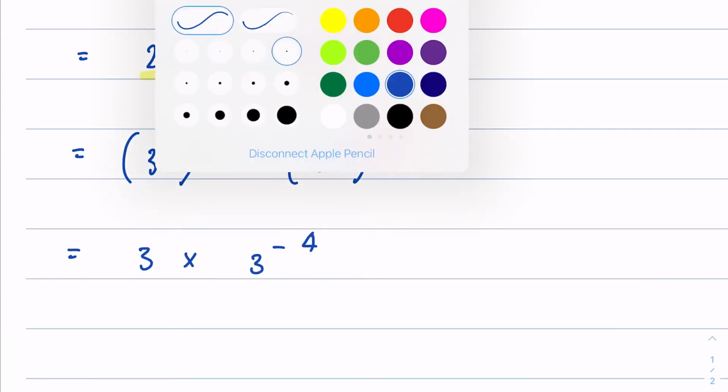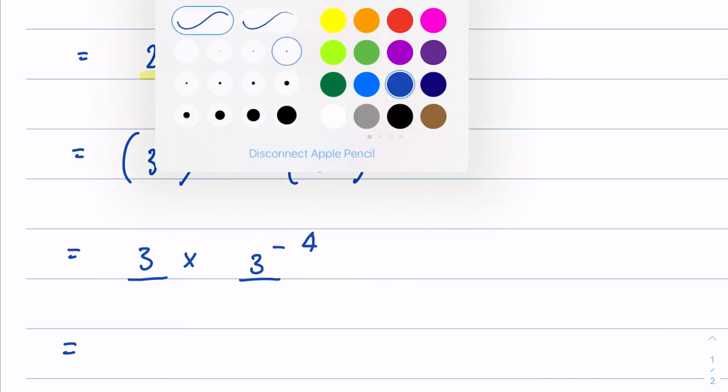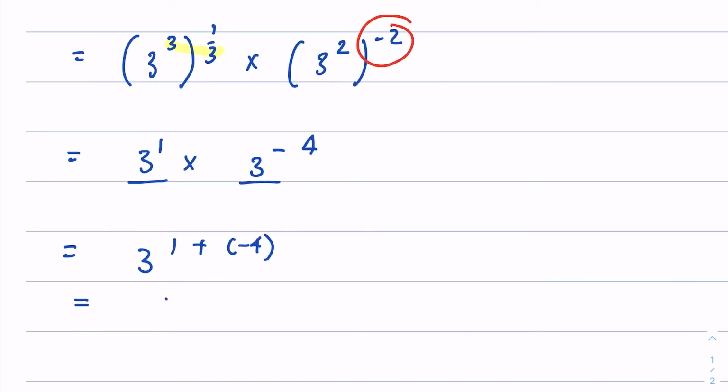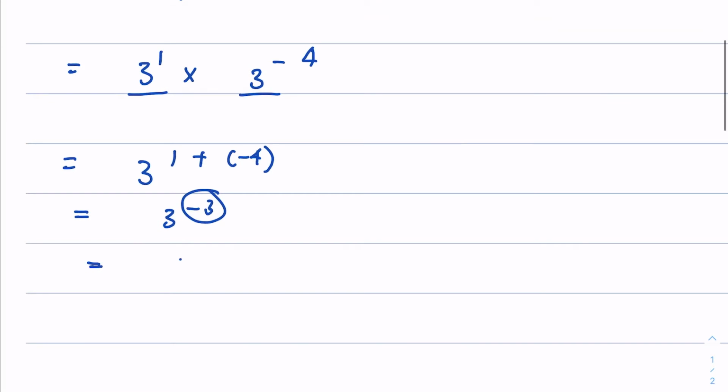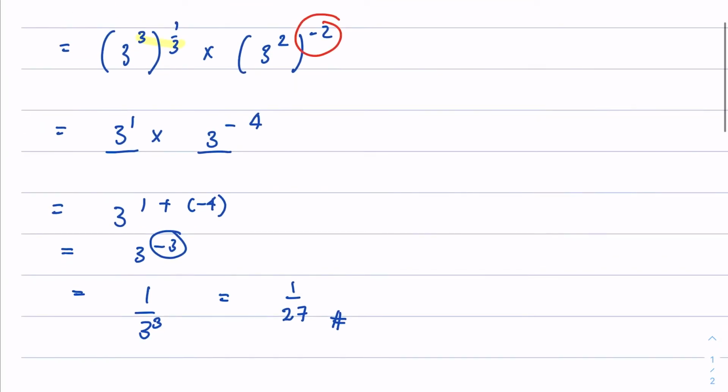Since these are the same base, you can add them up. When doing multiplication, this is actually power of 1. So therefore 3, 1 plus -4, which will give you 3 to the power of -3. Usually the question wants you to leave it in positive powers, so you can put it under the denominator, which gives you 1 over 3 to the power of 3. And this will give you 1 over 27. Alright, so we can see the mixture of the laws of indices being played out.